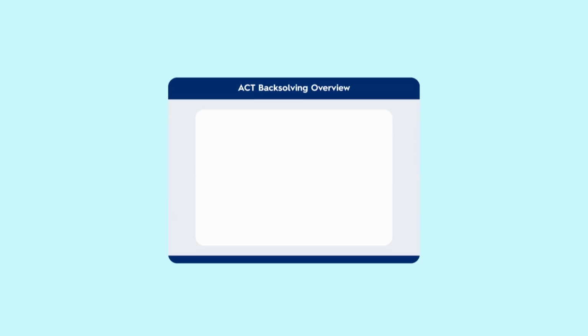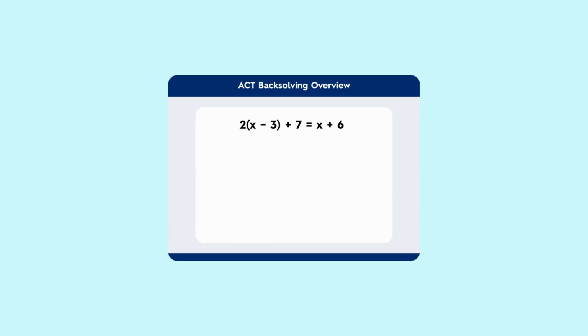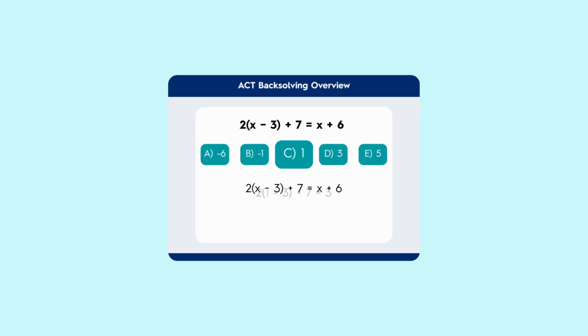Example 2. 2 times the quantity x minus 3, plus 7 equals x plus 6. Start with the middle choice, 1. 2 times the quantity 1 minus 3, plus 7 is 3. The right side is 1 plus 6, which is 7. The left side is too small, so we need a larger x.